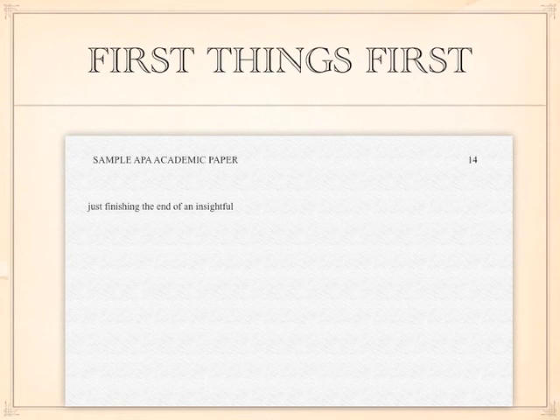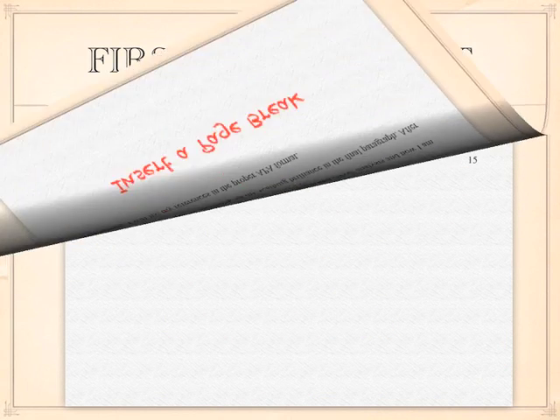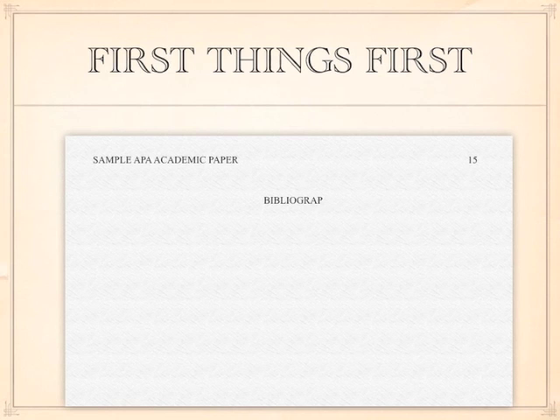But first things first, you've just finished writing your paper, and you've concluded with an insightful and amazing conclusion, and you're ready to jump in and start listing your sources. But hold on. You don't list your sources right at the bottom of the same page that you've ended your paper on. You need to insert a page break so that it forces the start of your reference list to the top of the next page. So now we can start.